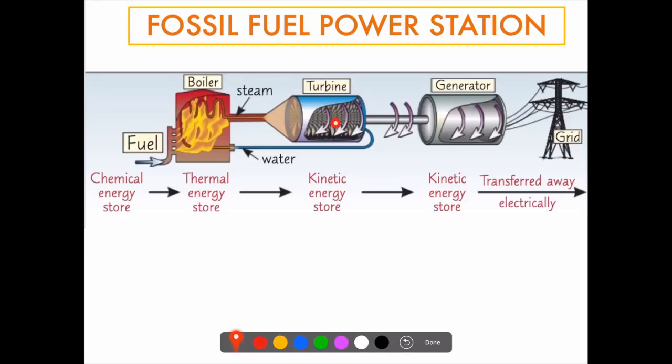Now, this turbine is also connected to a generator. So when the turbine spins, the generator spins. And once the generator spins, that makes electricity, and then that's sent to the national grid.